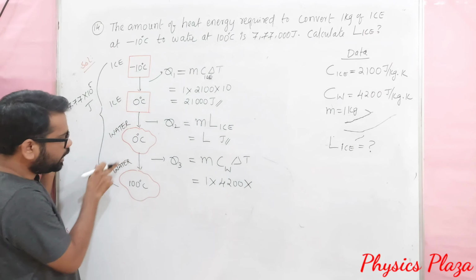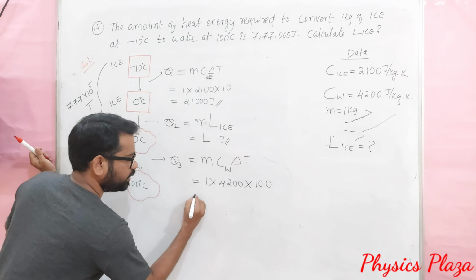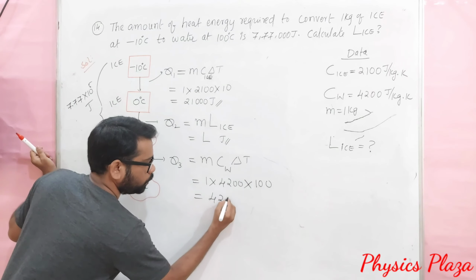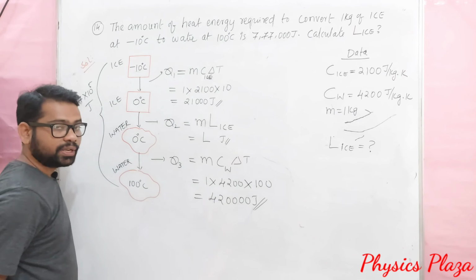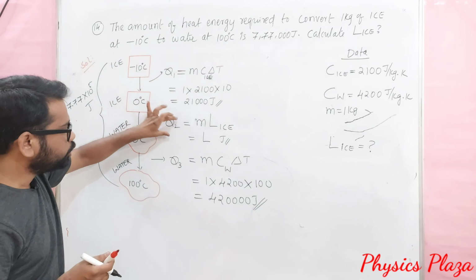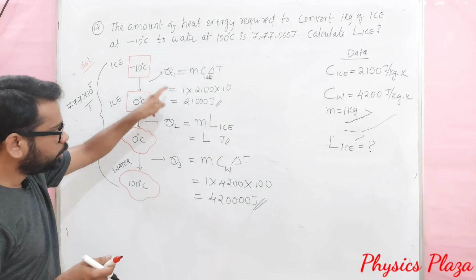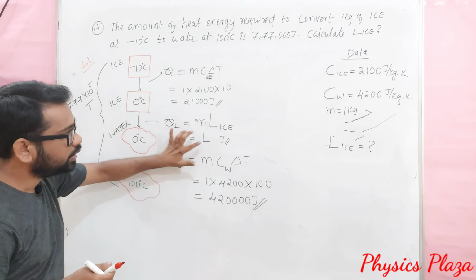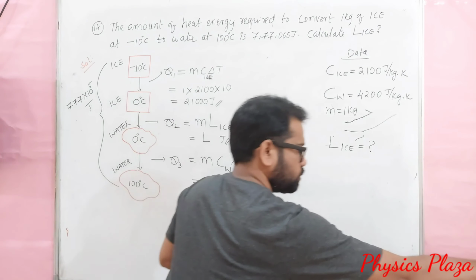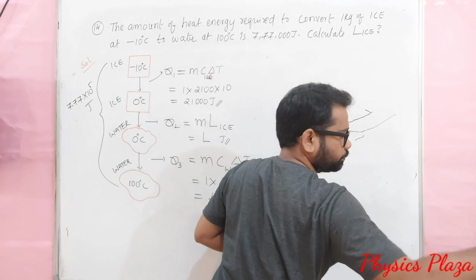Change in temperature is 100 minus 0, it will be 100. So, here we get 420000 joule. But here, Q1 plus Q2 plus Q3 will be what? The total amount of heat absorbed is given. So, Q1 plus Q2 plus Q3 should be equated to this value. Then we will get the L value. Let us see here. So, how are we going to calculate the L value?